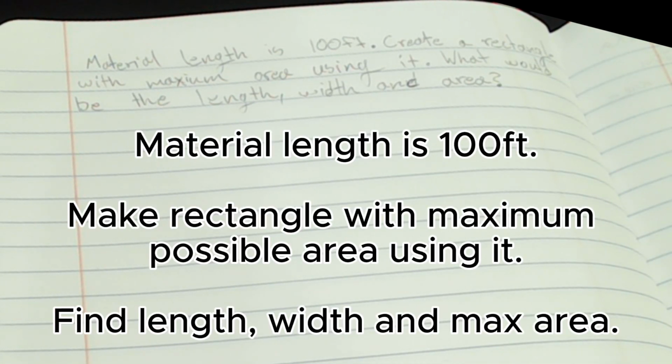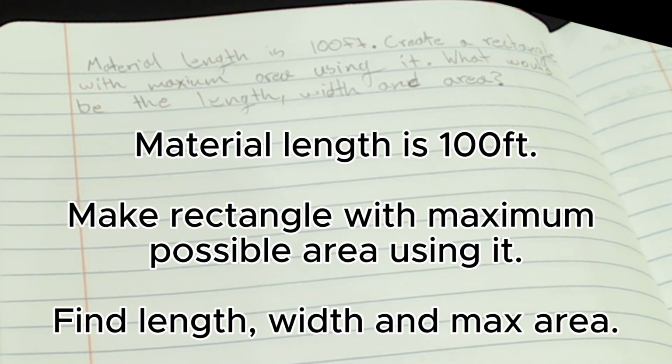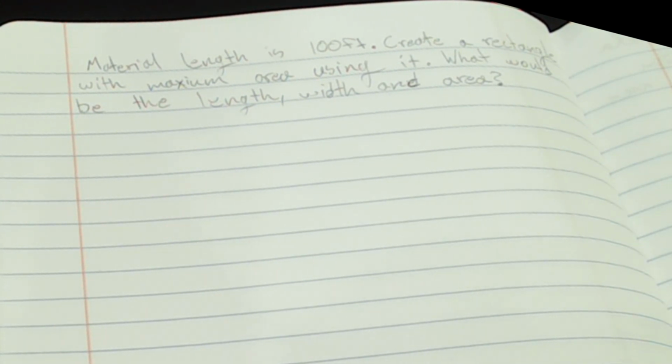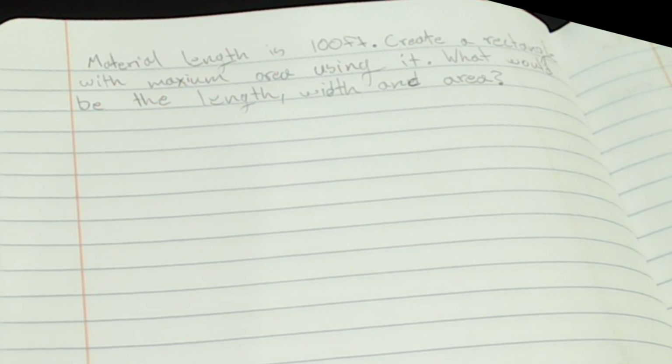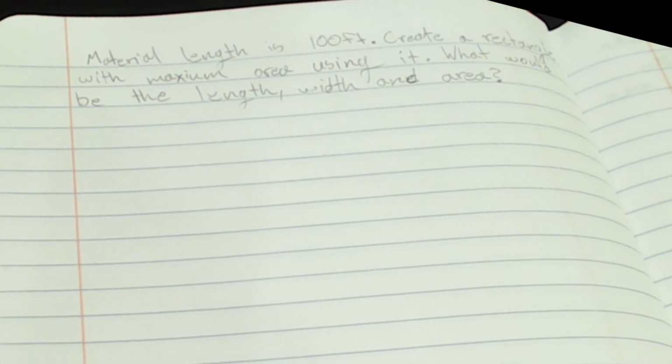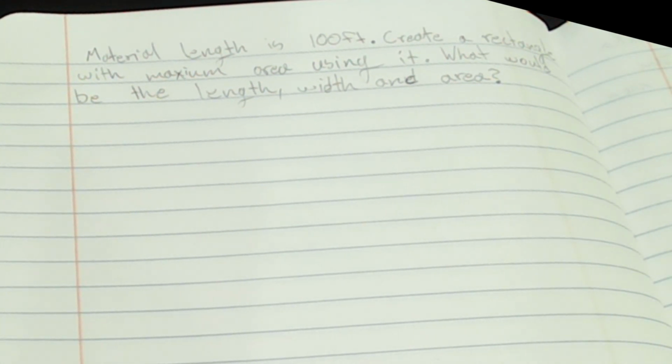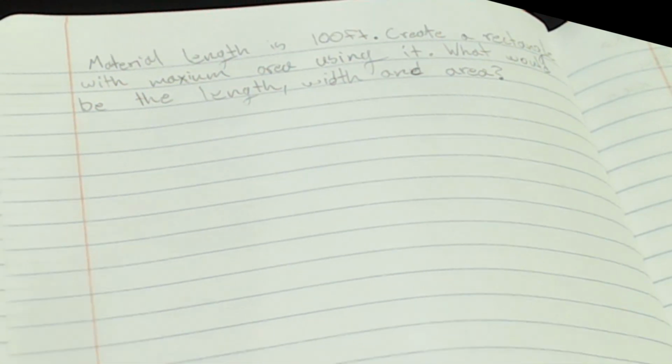Imagine that we are given some material of total length of 100 feet. Our goal is to use that material to create a rectangle, and that rectangle should have maximum area. Let's understand the given information. Total length of the material is 100 feet. How can we create a rectangle using that? Well, we will use it to make length and width. Basically, that will be our entire perimeter for the rectangle, right?